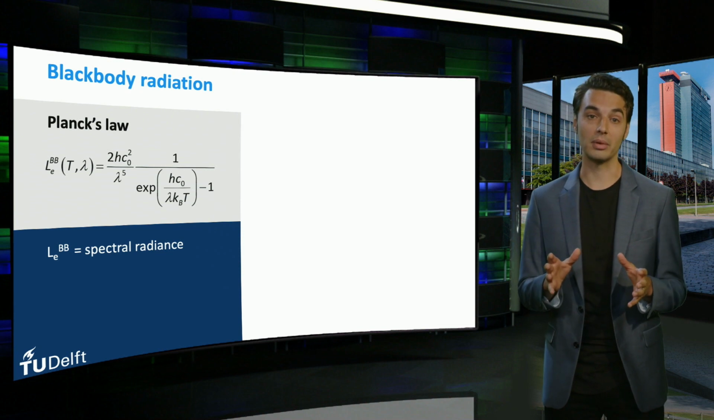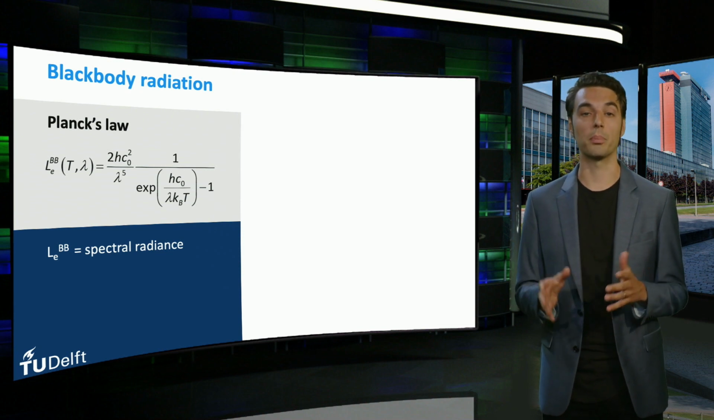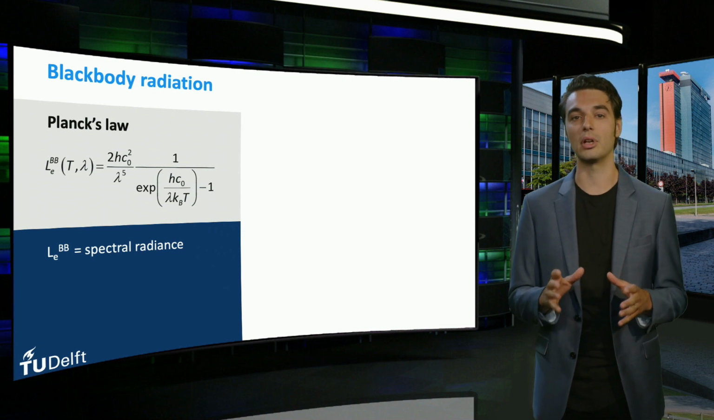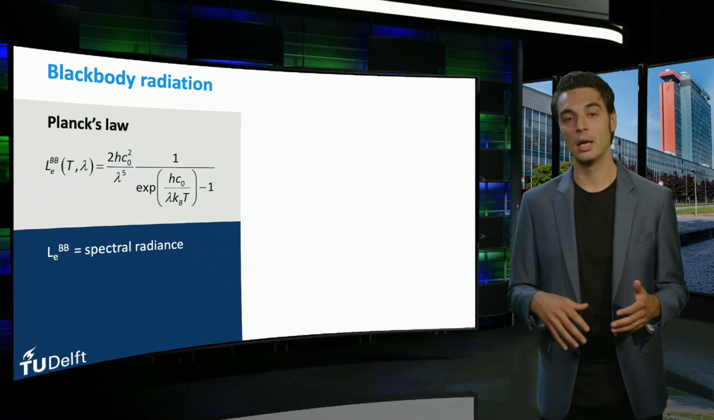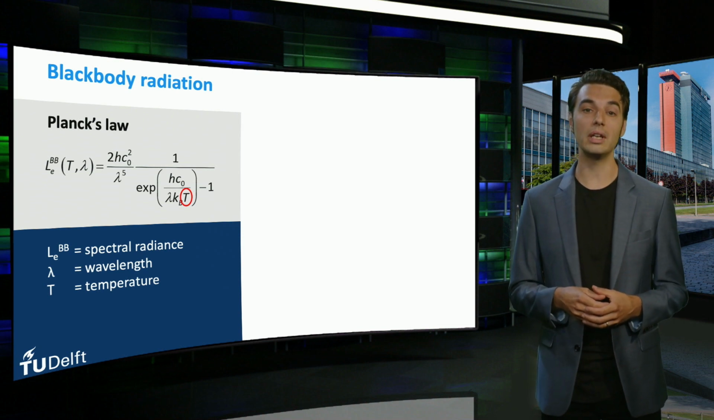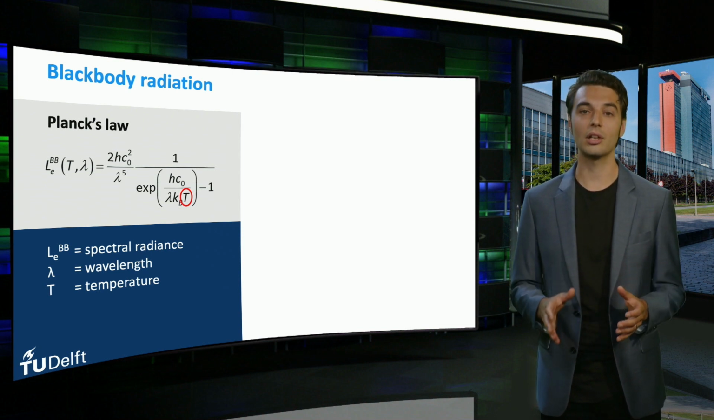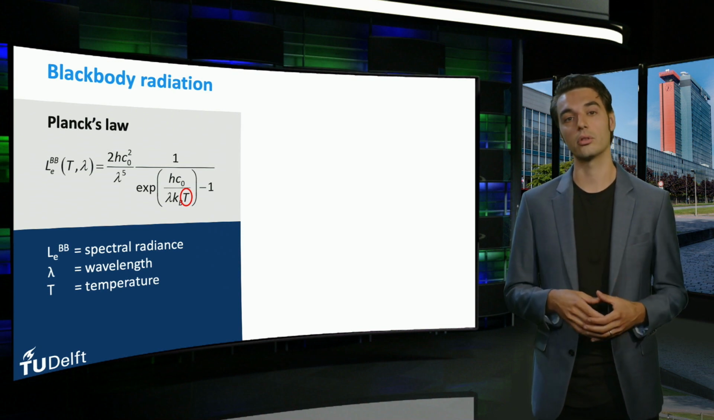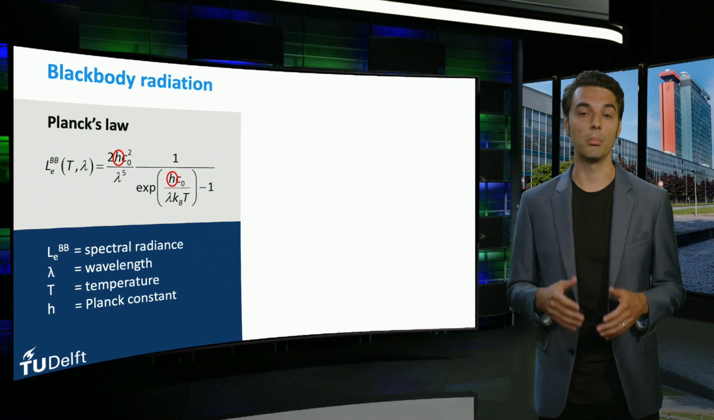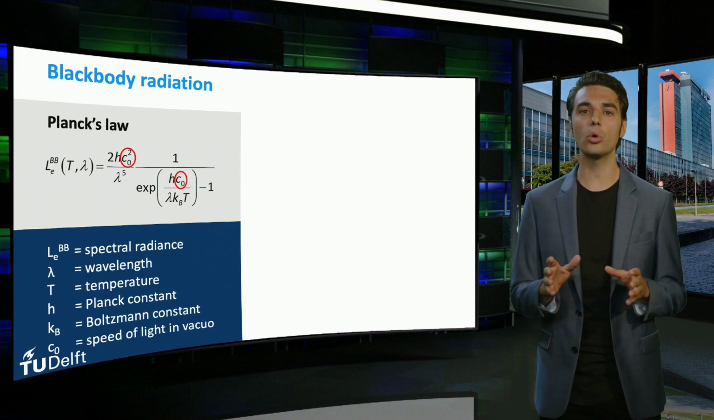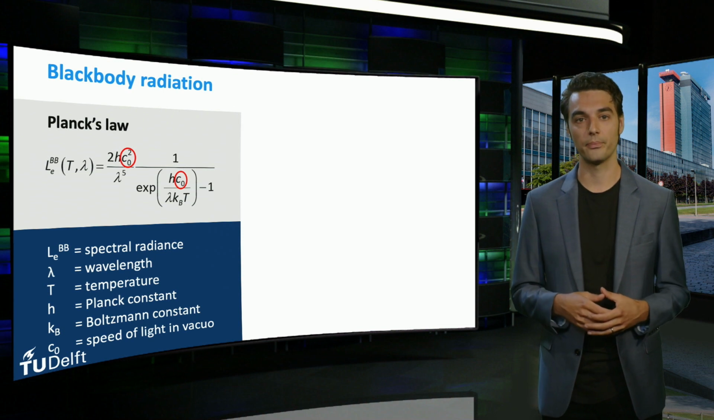A perfect black body does not exist in nature, but planets and stars are close enough for Planck's law to give a very good approximation of the spectral radiance. The spectral radiance of a black body is a function of only its temperature T. It is remarkable to see that Planck's law contains three fundamental constants: Planck's constant, Boltzmann constant, and the speed of light in vacuo, which are among the most important constants in physics.